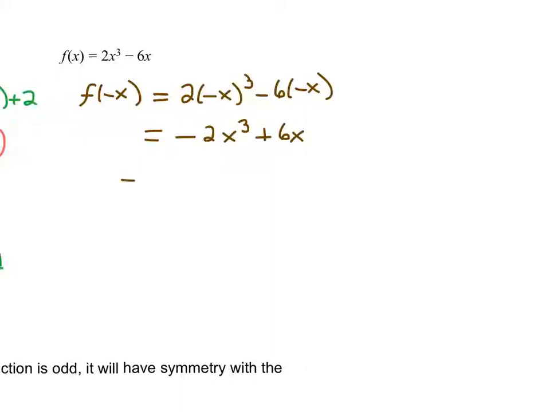Now this is the exact opposite of the function, because I take the opposite of the 2x cubed, which is the negative 2x cubed, and the opposite of negative 6x, which is positive 6x. So because this is the opposite of the function, this is an odd function.